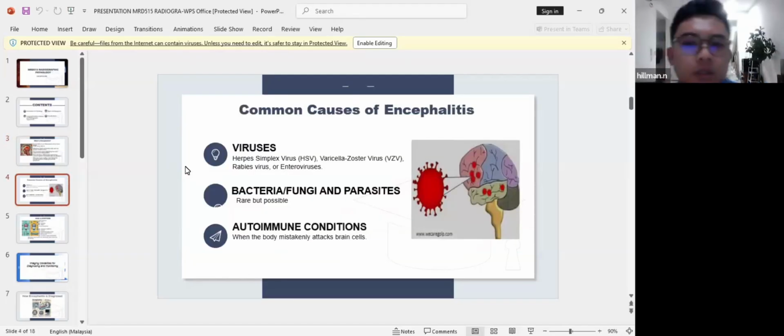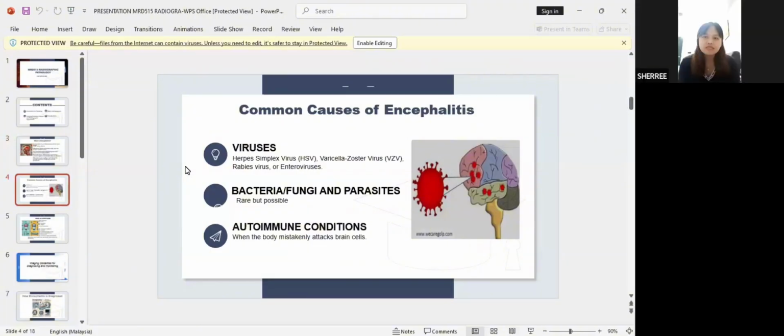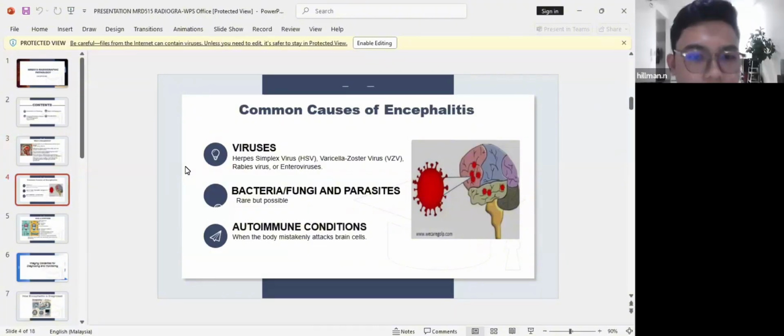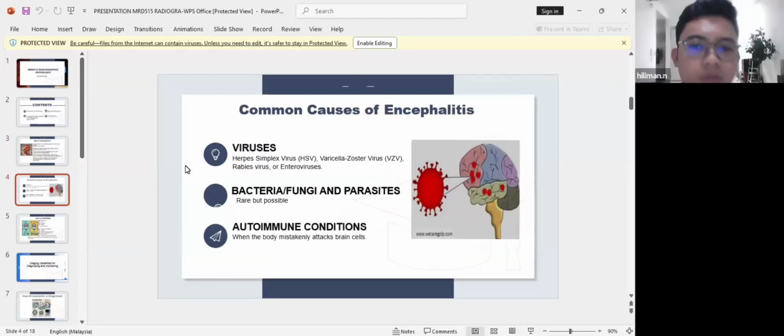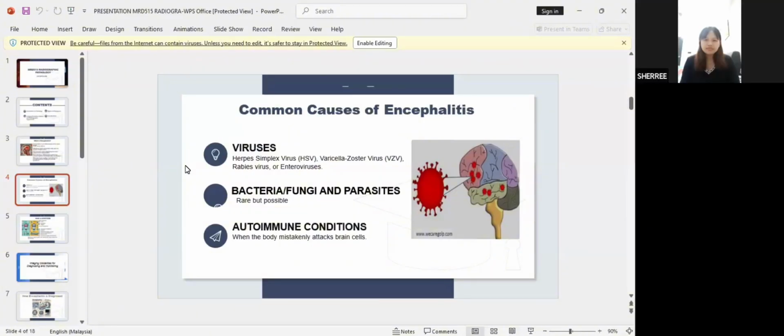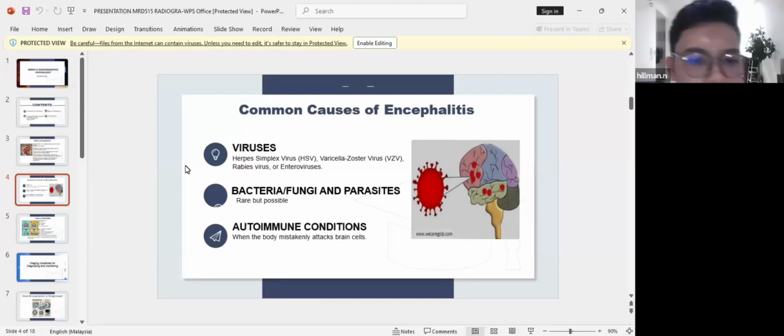Common causes of encephalitis. There are three causes of it. One of it is viruses, such as herpes simplex virus, HSV, varicella zoster virus, VZV, rabies virus, or enteroviruses. Other than that, bacteria, fungi, and parasites also can be the cause of encephalitis. It is rare, but it is possible. Other than that, autoimmune conditions, when the body mistakenly attacks brain cells.